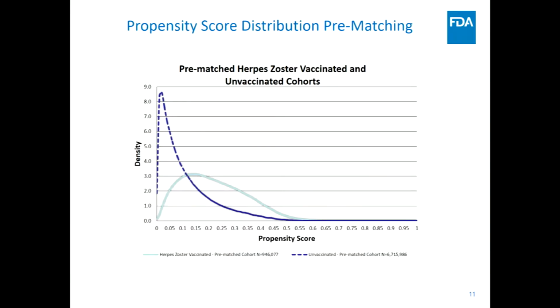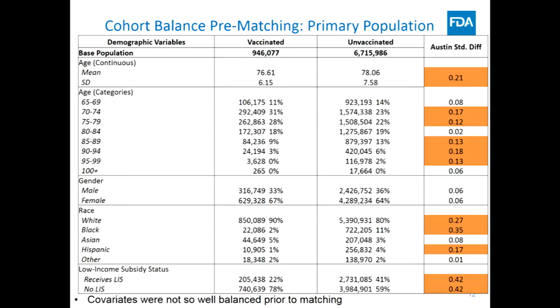So this is the propensity score distribution pre-matching. As you can see, there are two lines. This is the unvaccinated, not well matched with the vaccinated cohort, which is around 0.15. So this is beautifully centered, and this one is not, as expected. So before matching, the populations are different with respect to key covariates. We need to do something. Propensity scores, Mahalanobis distance is what we decided to do.